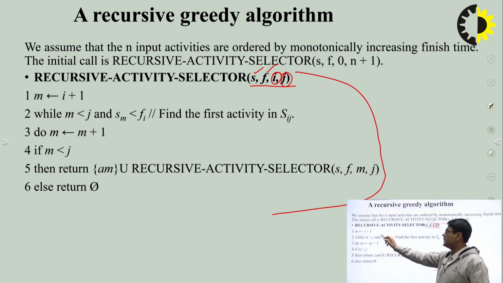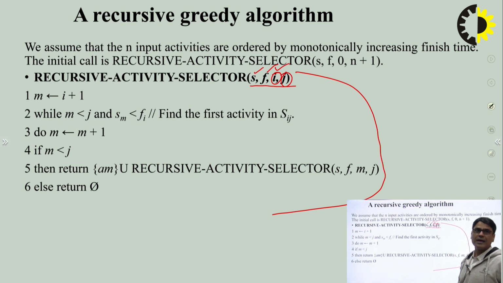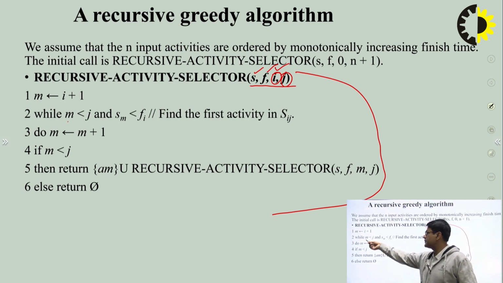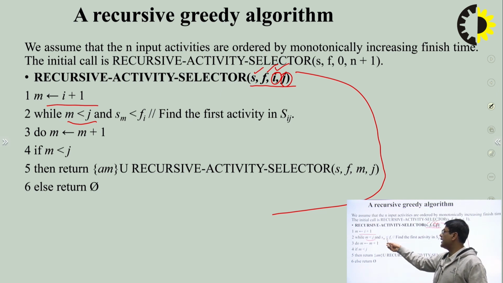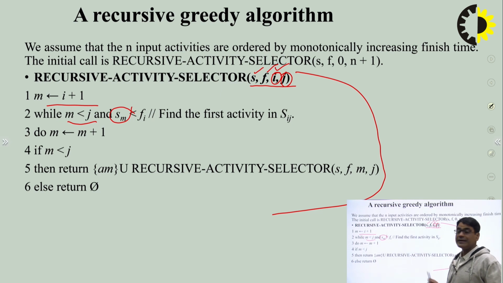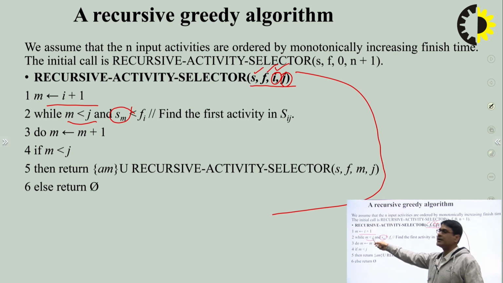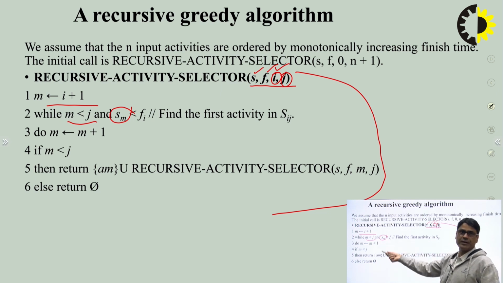There is a variable m, m equals i plus 1, meaning the initial activity, because i is the initial time. So m equals i plus 1, while m is less than j, this shows the activity. While m is less than j and the start time is less than the finish time, find the first activity in Sij. That should be required. Whatever activity you have chosen, we have to take it in serial order. First activity we have to take.